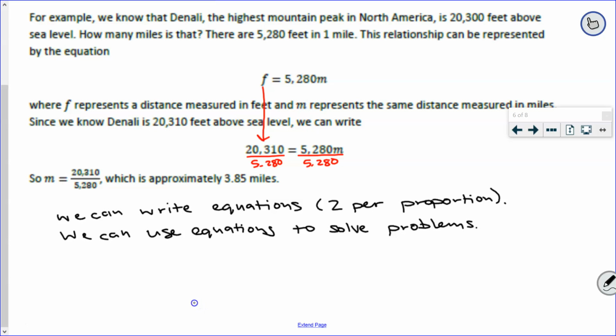And I want you to remember, does it matter which equation I use? Does it matter if I use the forwards one or the backwards one? No. The result ends up being the same. So you don't need to take a whole bunch of time writing those two equations. Pick one, trust that it's going to work, and use it to solve the problem.